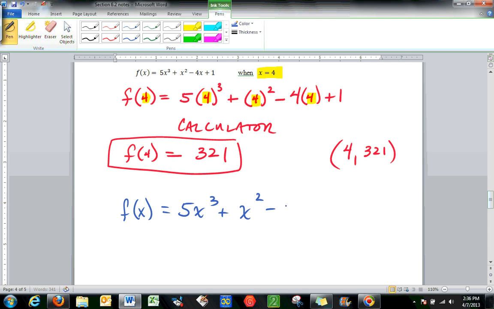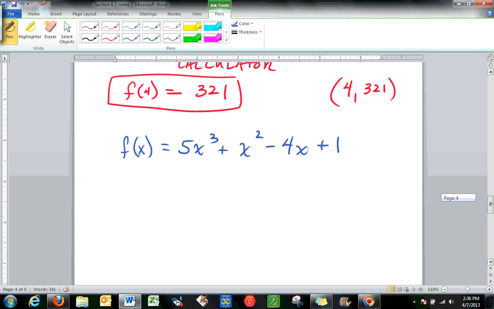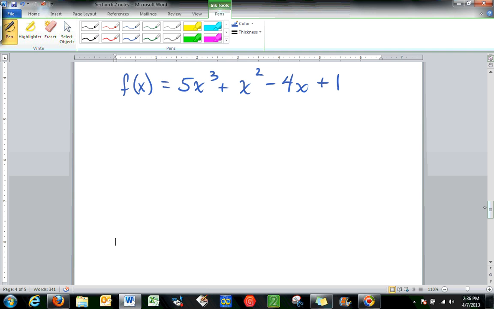Make sure that they're all in order, and make sure that I have them all accounted for. So that's x to the third, x squared, x to the first, x to the 0. And so now what I'm going to do is I'm going to just drop these values, and that's an understood 1. And I'm just going to drop these values down into a box that I'm going to create.